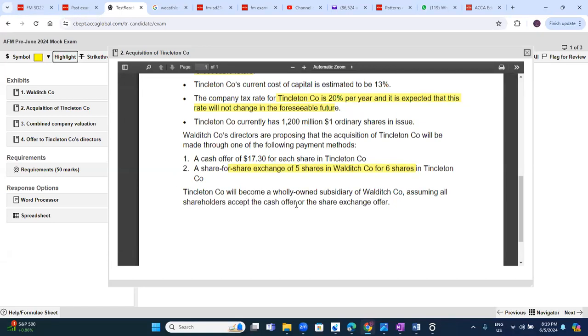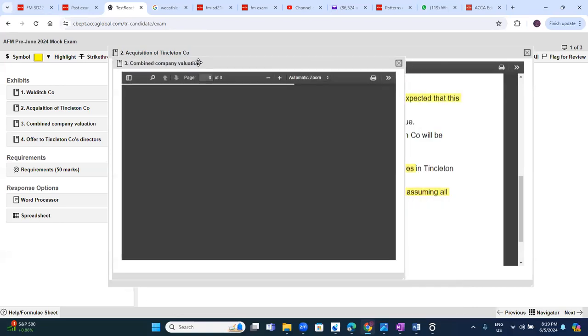Tin Company will become a wholly owned subsidiary of W Company, assuming all shareholders accept either the cash offer or the share offer. We can also question this assumption, why is it possible, how is it possible that all will think similarly and accept the cash offer, or all will think similarly and accept the share offer? Then, okay, the combined value.